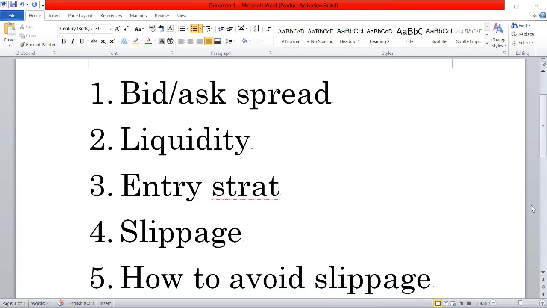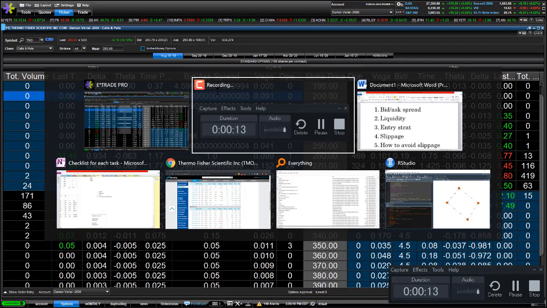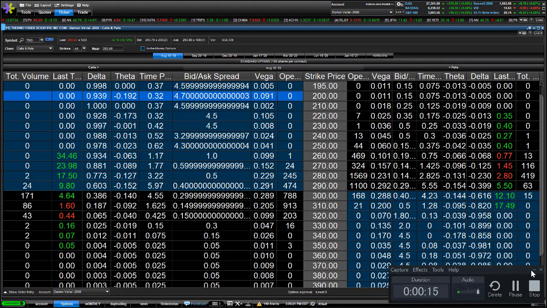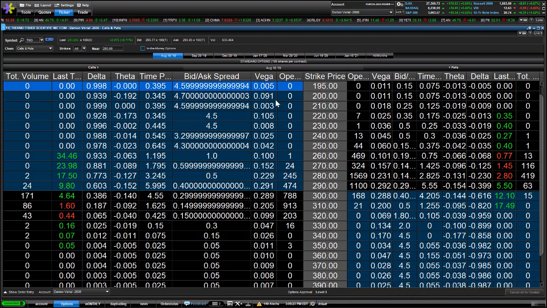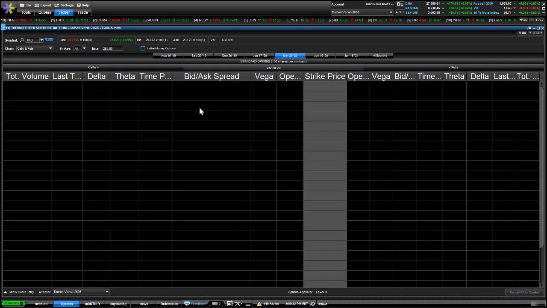Assuming you have traded stock before, you've probably dealt with the bid-ask spread. Now that we're trading options, we're going to deal with a little more complexity in this bid-ask spread. Specifically, the bid-ask spread changes drastically as you change your strike price and as you change your expiration date.